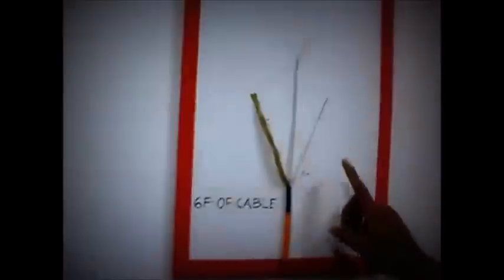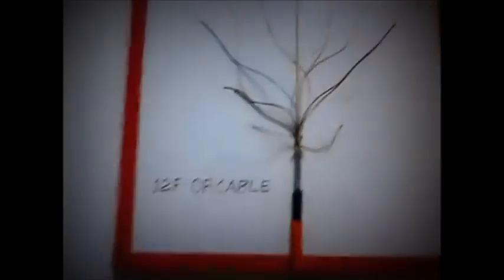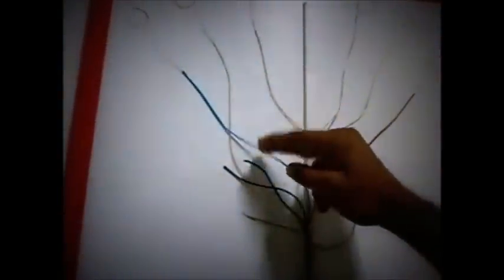This is called a 6 fiber optical cable. This consists of 6 different color codes. And another one is a 12 fiber optical cable. It consists of 4 different color codings, and each wire consists of 2 fibers.